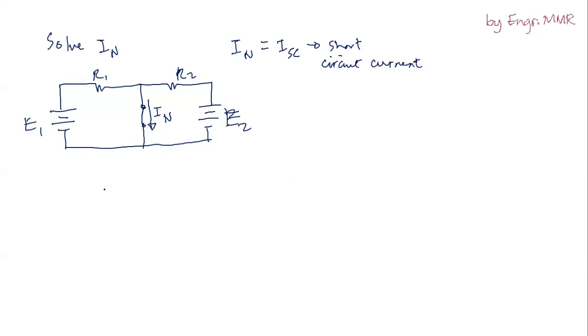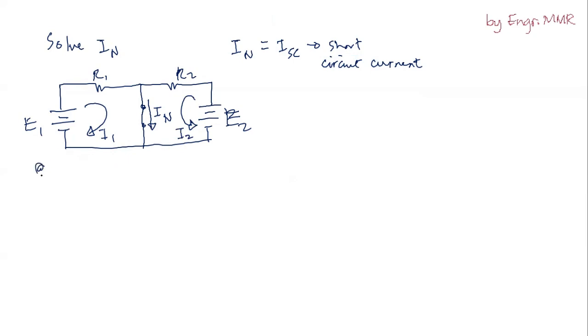Now, how are we going to solve for IN? Since there are two independent voltage sources, we cannot use the series-parallel strategy. Instead, we are going to integrate any of the network laws and theorems. Since current is the unknown through the short-circuited terminals, we may choose to use mesh analysis. So let's call this loop 1, current I1, and here loop current I2. Again, the loop current directions are arbitrary.